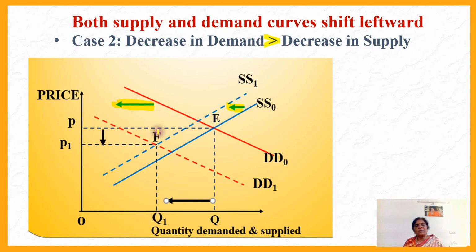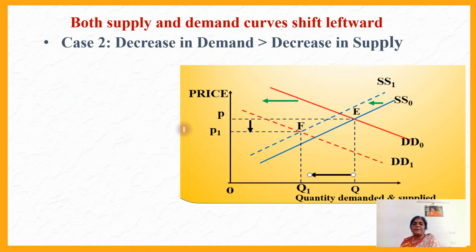In that case, you can observe here the original equilibrium E. The initial equilibrium is E, with SS0 the initial supply curve before the shift, and the demand curve before the shift. Then SS1 after the shift and DD1 after the shift. We will see what happens to price and quantity after the shift. I will explain with the same diagram on the next page.